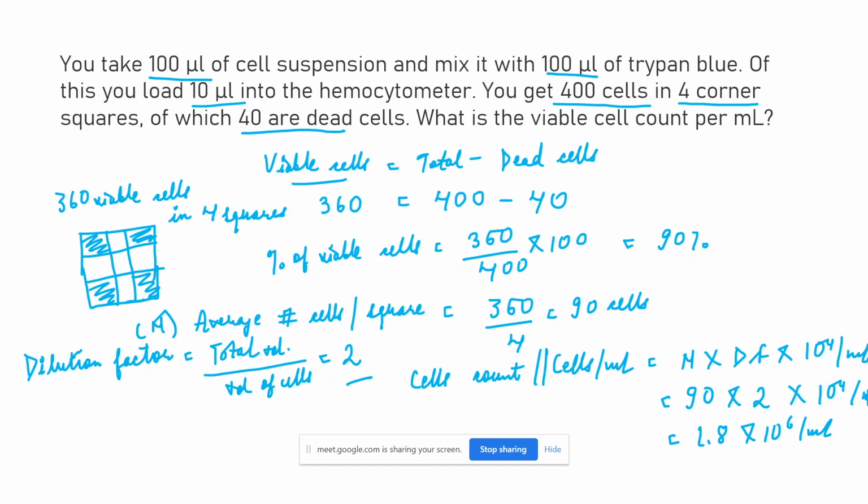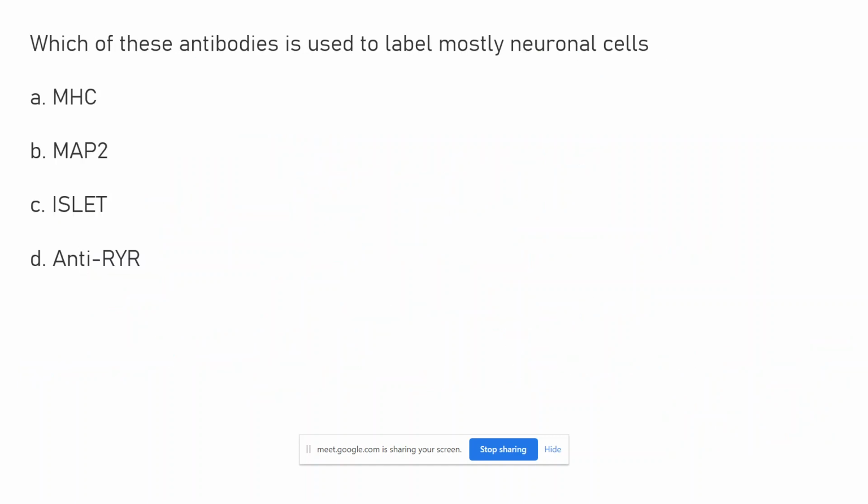So moving to the next question, which of these antibodies is used to label mostly neuronal cells? Is it MHC, MAP2, islet, or anti-RYR?